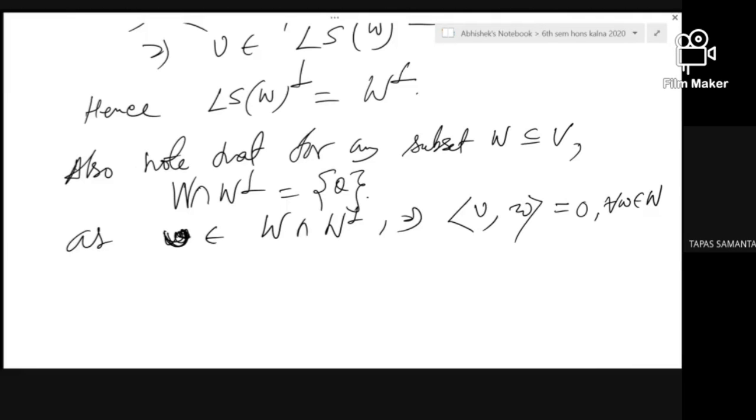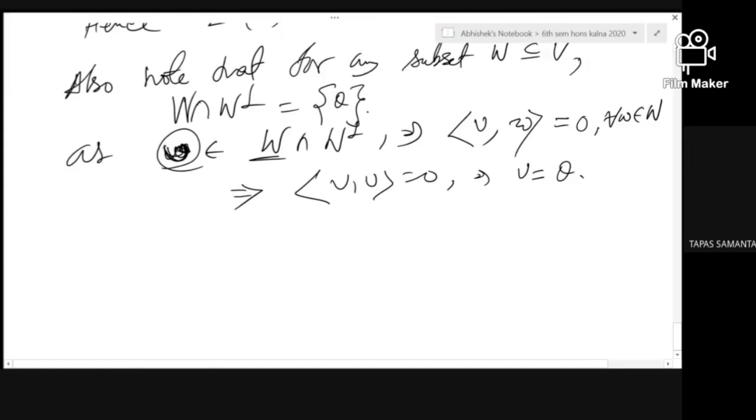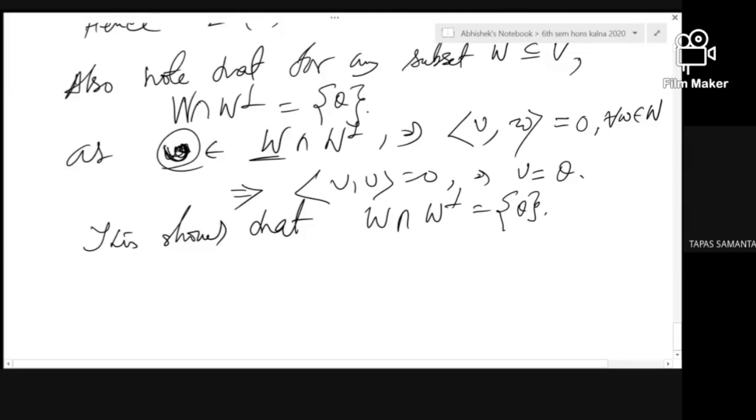So as V belongs to W itself, V comma V equals 0. And that means V equals the null vector theta. So this shows that theta is the only element included in the set W intersection W perp.